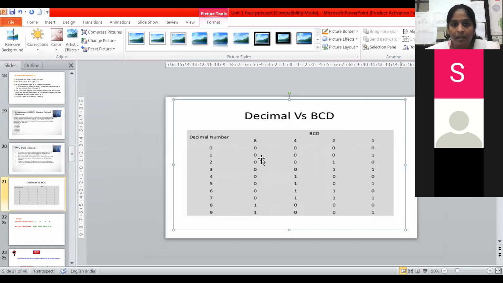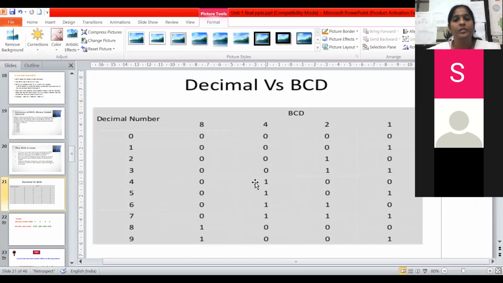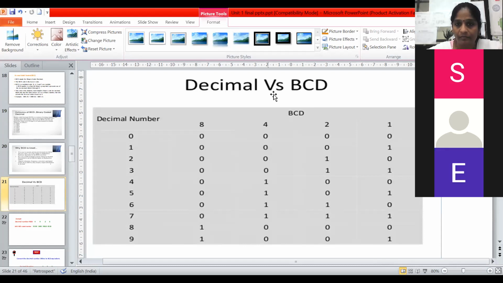Then again 1s, 2s, 3s. How many numbers are we going to consider for a BCD? We are going to consider the numbers up to 9 only. So 8421 is up to 9. So what is the binary of 9? 1, 0, 0, 1. Why? Because of weightage. 8 plus 1. Yes, very correct.